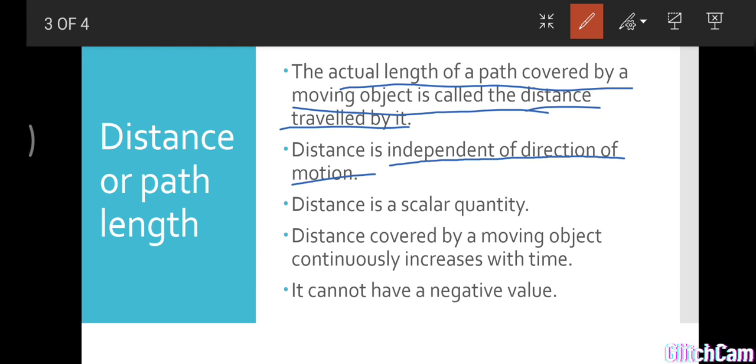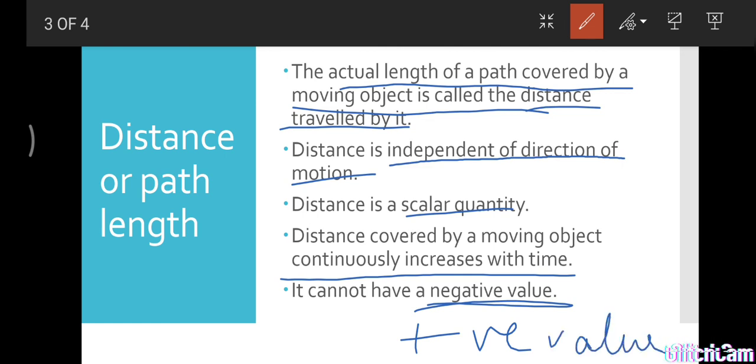Any quantity which has only magnitude and no direction is called a scalar quantity. The distance covered by the object continuously increases with time. That's why it cannot have a negative value. Distance always has a positive value.